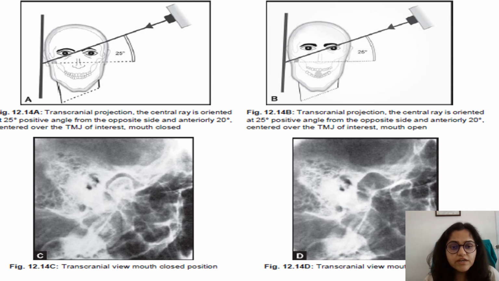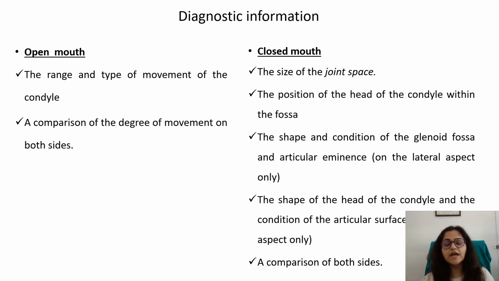In this transcranial projection, the central ray is oriented at a 25-degree positive angle from the opposite side and anteriorly 20 degrees, centered over the TMJ of interest. Both the angulation and the center of the ray will be the same while taking the mouth open or closed. But in the X-ray taken with the mouth closed, you can evaluate that the condyle is in the fossa, whereas when the mouth is open, it has translated anteriorly. The diagnostic information of open mouth and closed mouth is like that.